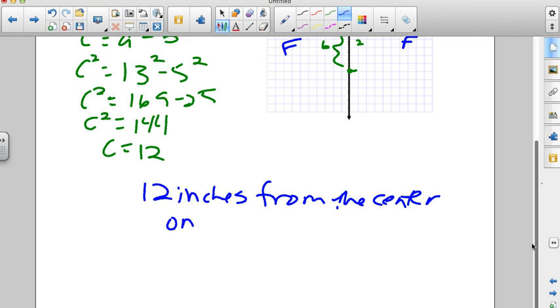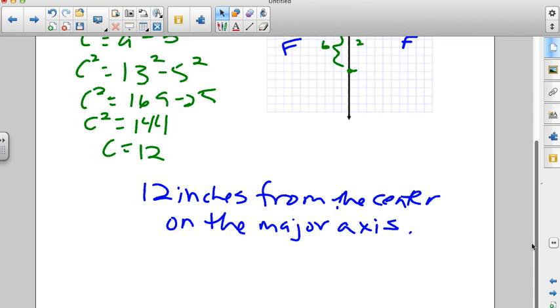And just because we want to be very plain about this, we don't know if this is horizontal or vertical. We should say 12 inches from the center on the major axis. That way they can set it up whatever way they need to, horizontal or vertical, as long as they know, hey, it's a major axis that they need to be 12 inches from the center on. So that's it.